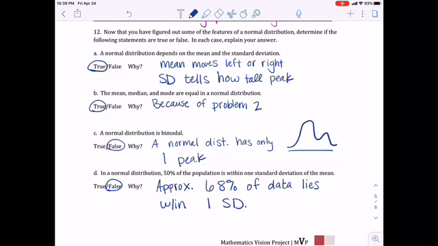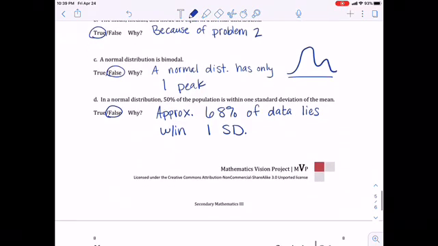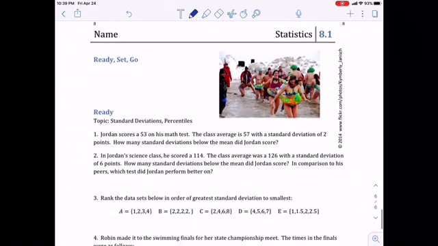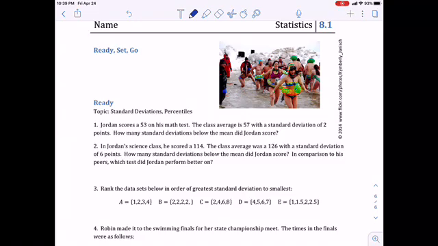Okay, well, once you know that about your normal distributions, you're ready to go ahead and try this last page. So go ahead and try the last page on your own, then tune into my next video, and I'll talk about it.